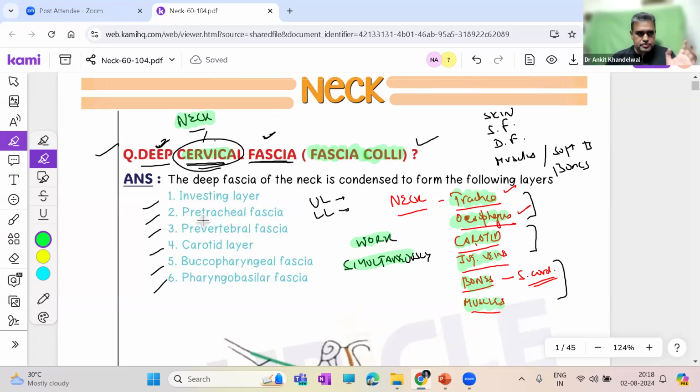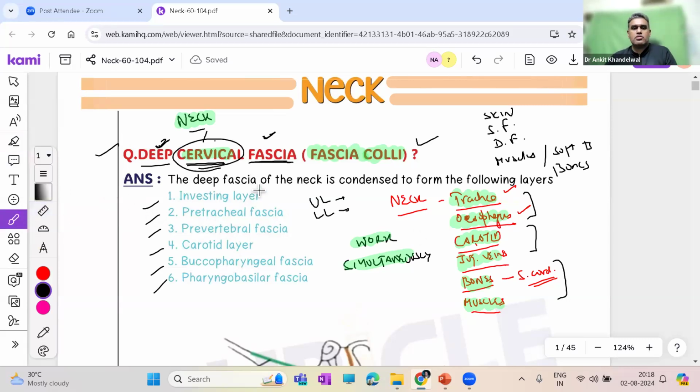Okay. Now let us see what the names are over here. We have the investing layer, the pretracheal, the prevertebral fascia, the carotid sheath, then two more, the buccopharyngeal and the pharyngobasilar fascia. There are 6 words over here. Now, most of the students, while looking at these 6 words, think, okay, the topic is very complicated. First of all, how do I remember these 6 words? You don't have to remember these 6 words.